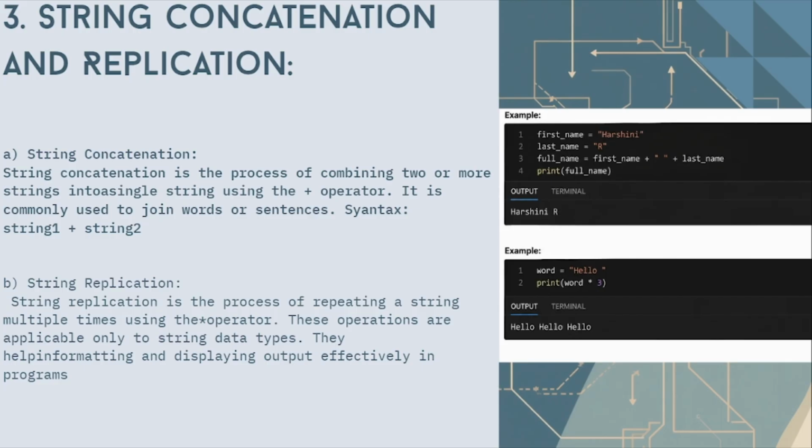In the example, if you see, word is equal to hello, I gave, and print word into 5. This star indicates string replication, and 5 is how many times you want to print it. If you give 5, you will get the output as 5 times hello.